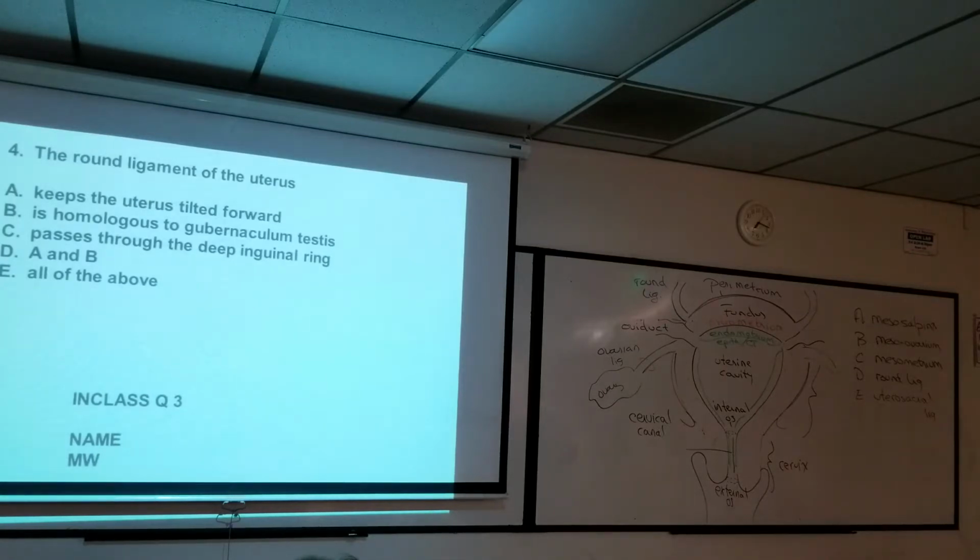And it does it. Well, it keeps it tilted. And homologous to the gubernaculum testis. Is it homologous? It's definitely a gubernaculum. So it's all of it. It passes through the ring. Yeah, there should be. All right. So E is for elephant.